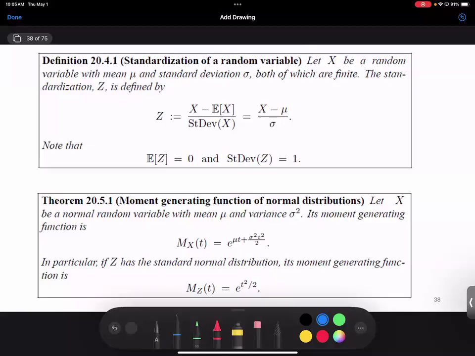So the next is Theorem 20.5.1, the moment generating function of a normal distribution. If I give you a normal distribution with mean mu and variance sigma squared, then the moment generating function of x is e to the mu t plus sigma squared t squared over 2. In particular, if it has mean 0, variance 1, it's just e to the t squared over 2.